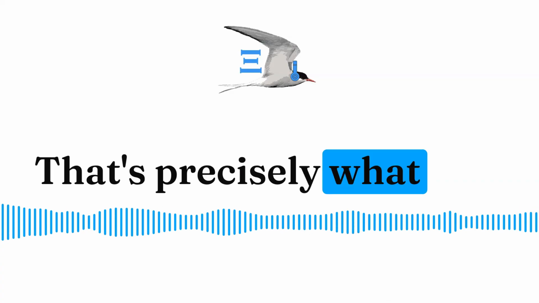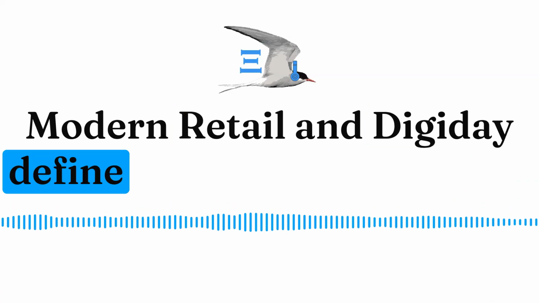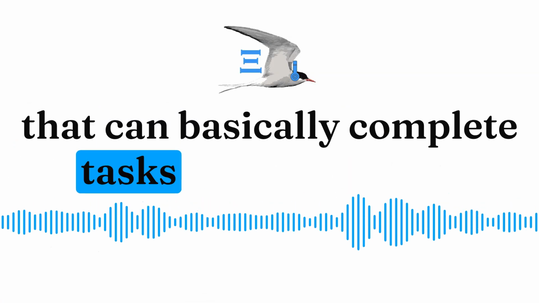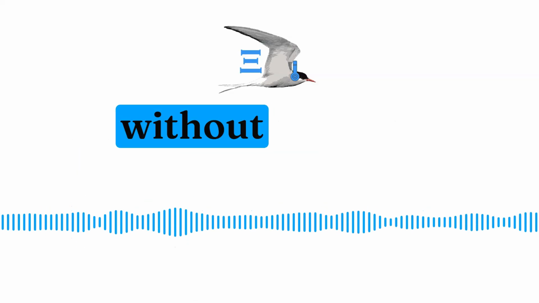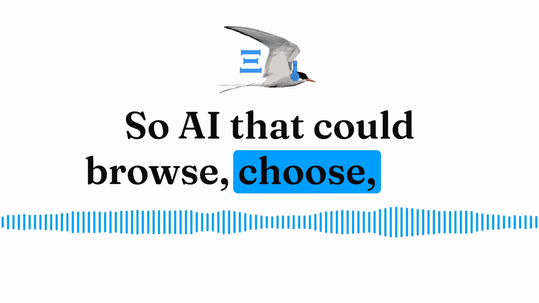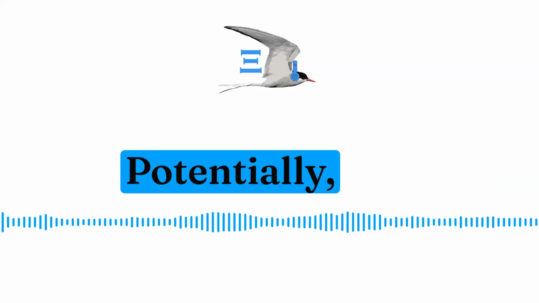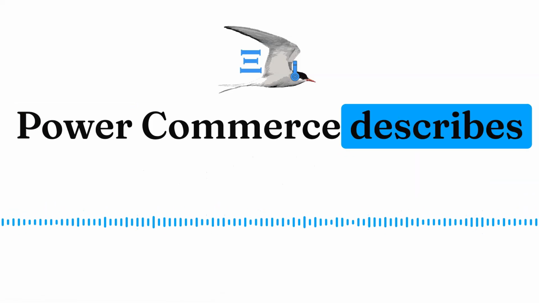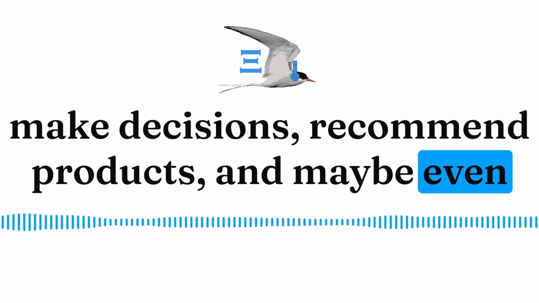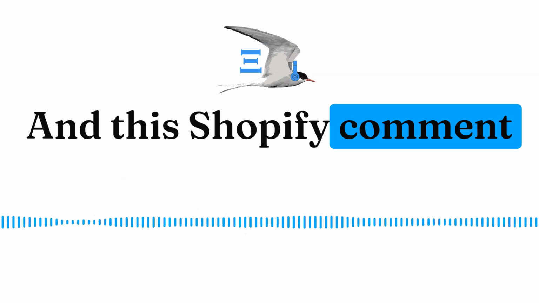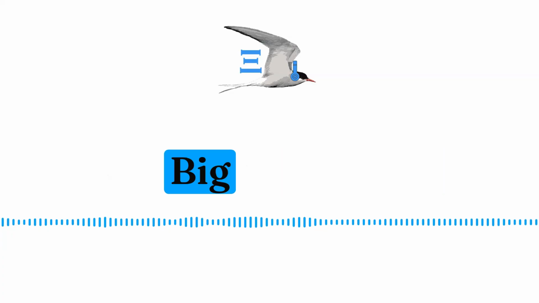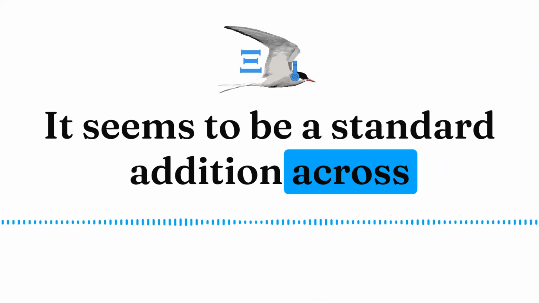That's precisely what it is. Modern Retail and Digiday define this agentic AI as bots that can basically complete tasks autonomously without needing step-by-step human input. So AI that could browse, choose, and buy something for you. Potentially, yes. Power Commerce describes them as systems that can make decisions, recommend products, and maybe even execute the purchase. And this Shopify comment appeared on sites like Alo Yoga, Allbirds. Big names. Yeah, it seems to be a standard addition across their platform now.